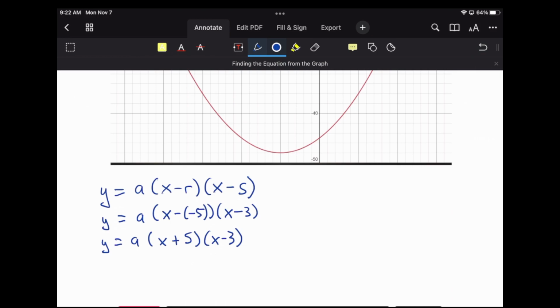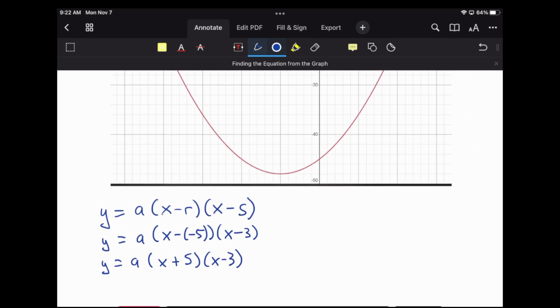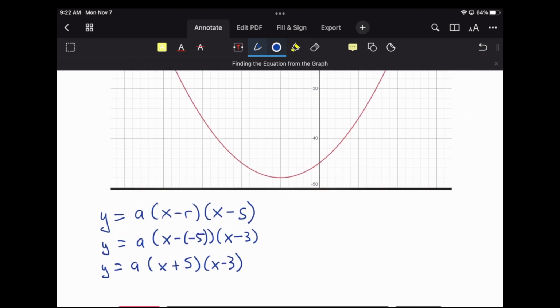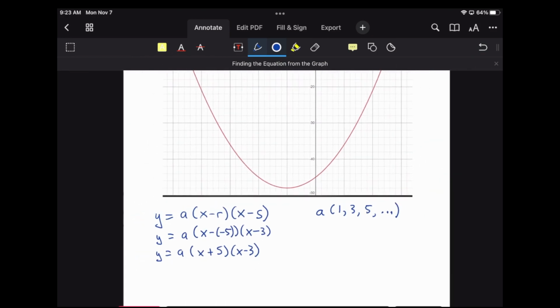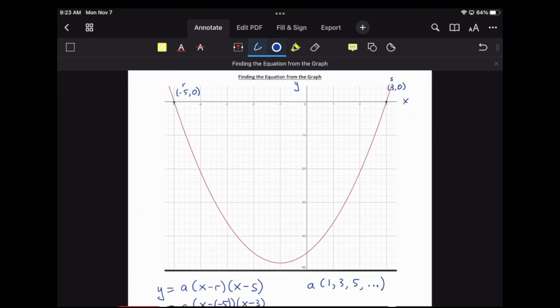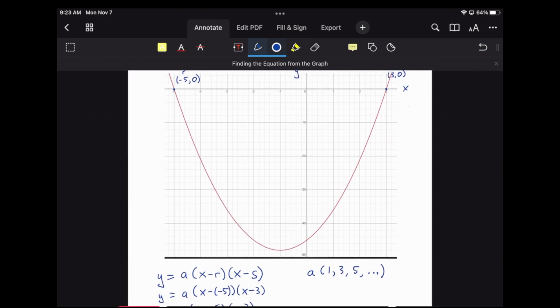Now hopefully you remember that the a value is related to the step pattern. So let's remember, in general, our step pattern is always going to follow this pattern: a times 1, 3, 5, and so on. Let's take a look at our graph. Let's see what our step pattern is for this specific parabola, and then we'll do some calculations and find our a value. To find our step pattern, we want to start at the vertex.